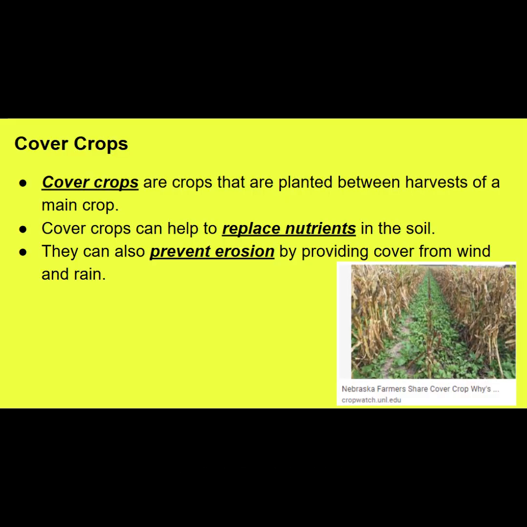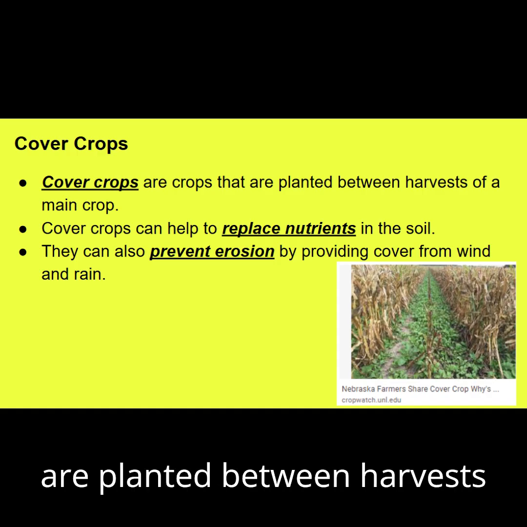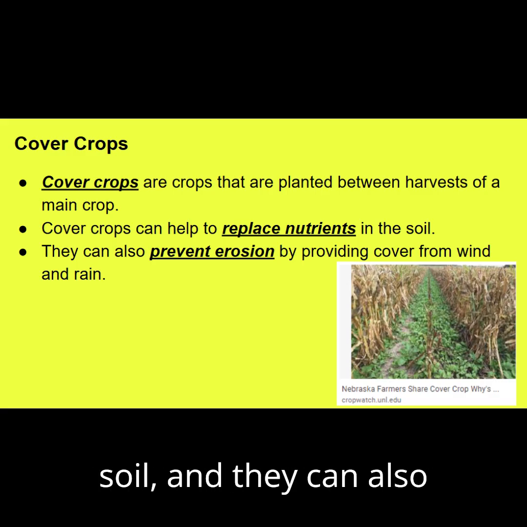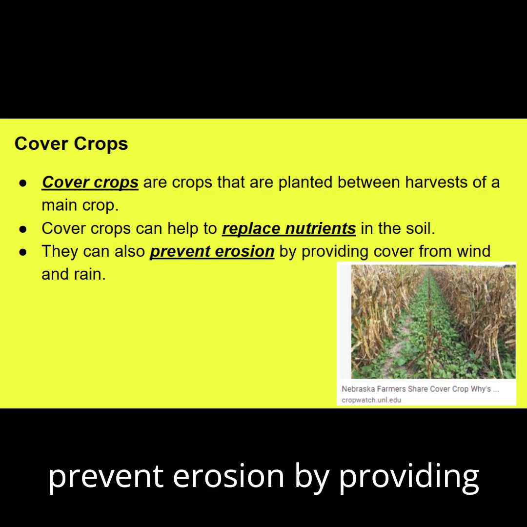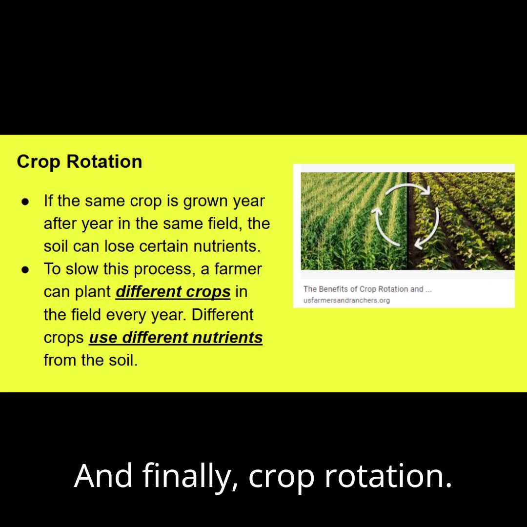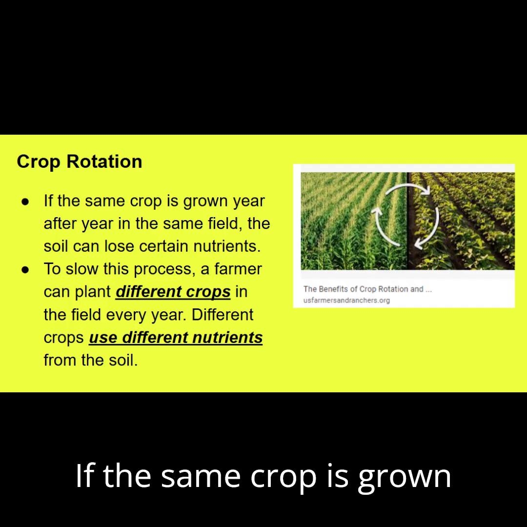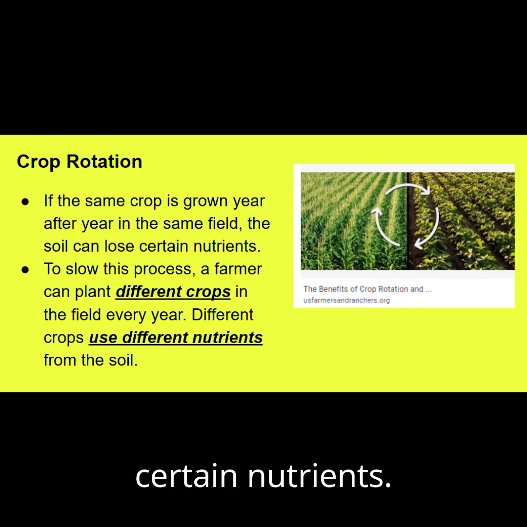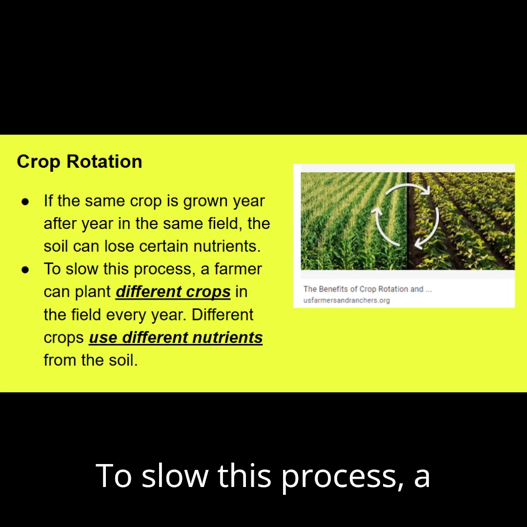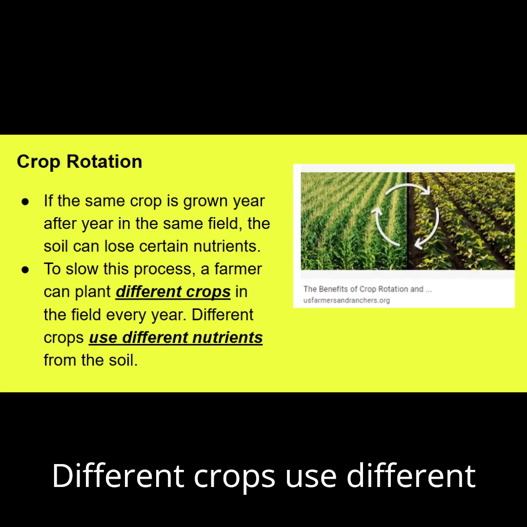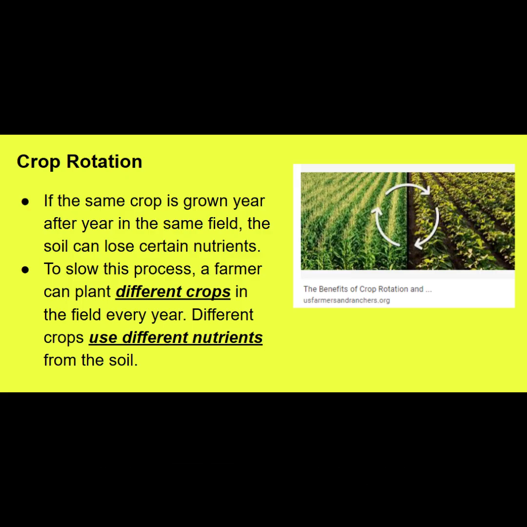Cover crops. Cover crops are crops that are planted between harvests of a main crop. Cover crops can help to replace nutrients in the soil, and they can also prevent erosion by providing cover from wind and rain. And finally, crop rotation. If the same crop is grown year after year in the same field, the soil can lose certain nutrients. To slow this process, a farmer can plant different crops in the field every year. Different crops use different nutrients from the soil.